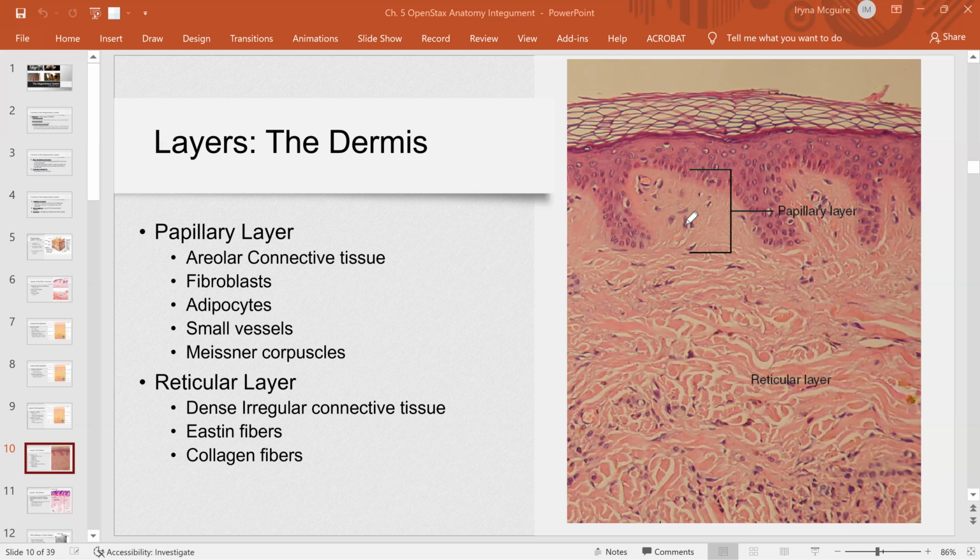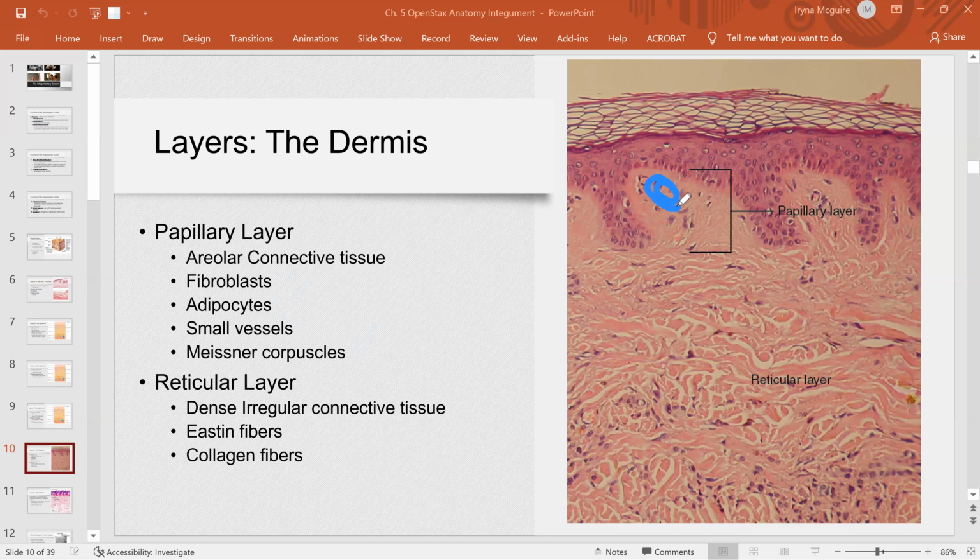So again, this is our areolar connective tissue, and dense irregular connective tissue. The major cells over here are fibroblasts. So you see those darker cells here and over there. Those are fibroblasts. You also will have adipocytes, which are fat cells. You will have small blood vessels in the papillary layer and bigger blood vessels in the reticular layer. You will have Meissner corpuscles. They're not shown over here, but they would be in these papillae, and those are touch receptors.